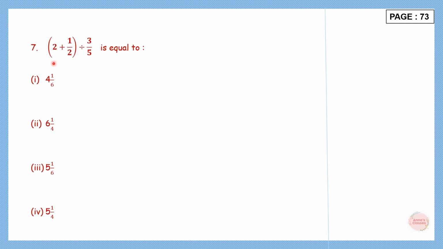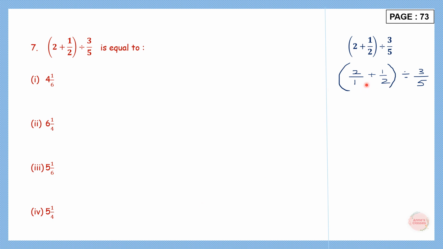Question 7. In brackets we have 2 plus 1 by 2, divided by 3 by 5, and that should be equal to one of these answers. So let's work that out and see. We have to work out what's within brackets first according to BODMAS. Inside the brackets we have an addition, so we're going to make this an addition of fractions. So this will be 2 by 1 plus 1 by 2, within brackets, and this whole thing is divided by 3 by 5.